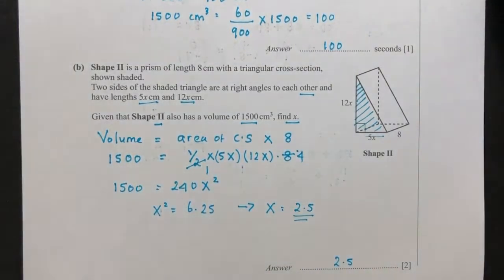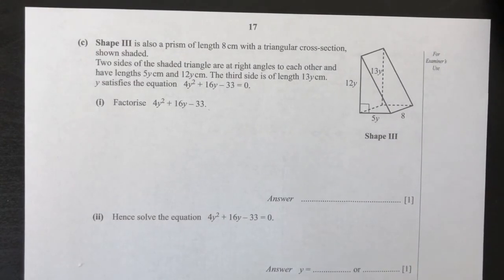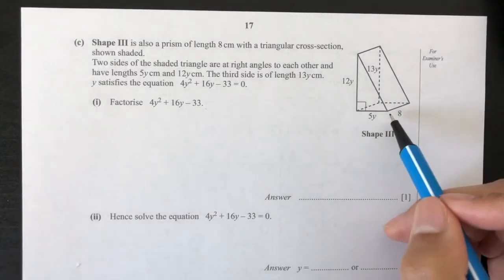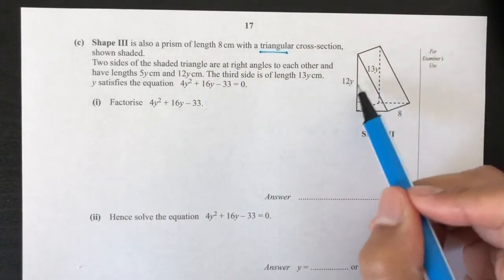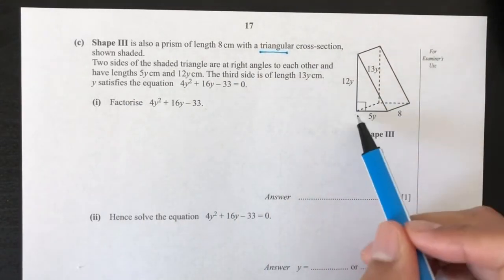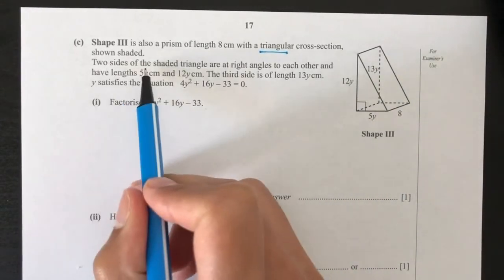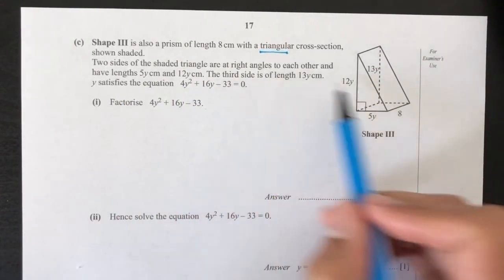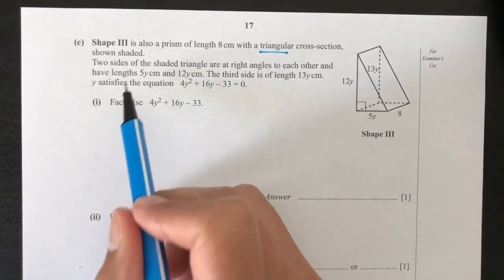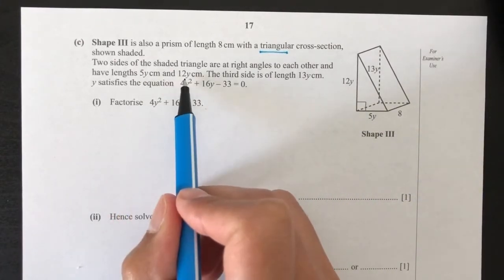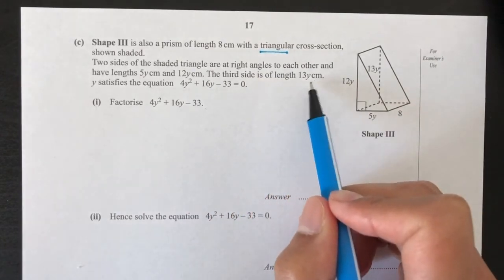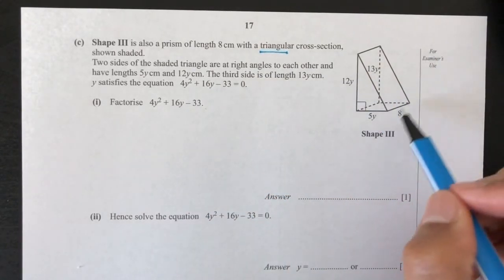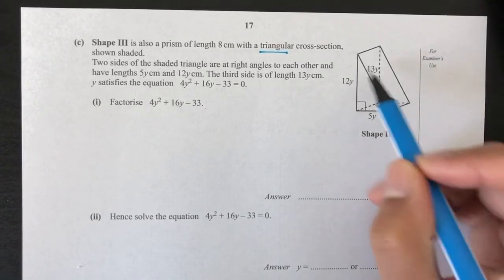And let's move on to part C. Now we have shape number 3, which is also a prism of length 8 with a triangular cross section shown here. So this is also a triangle, which has height and base. Now the two sides of the triangle are at right angle, same thing as you can see, right angle here, and have length 5y and 12y. The third side is of length 13y, which means this is 8, and which one is 13y? So this one is 13y.